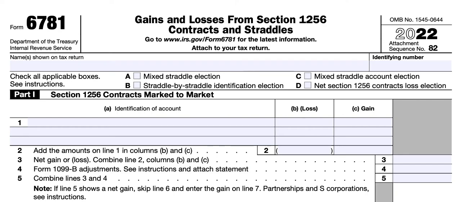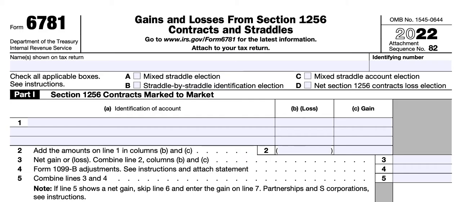IRS Form 6781, gains and losses from Section 1256 contracts and straddles. Taxpayers use this form to report any gain or loss on Section 1256 contracts under the mark-to-market rules. They also use it to report any gains and losses under Section 1092 from straddle positions.